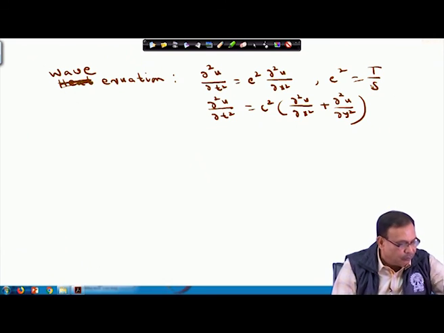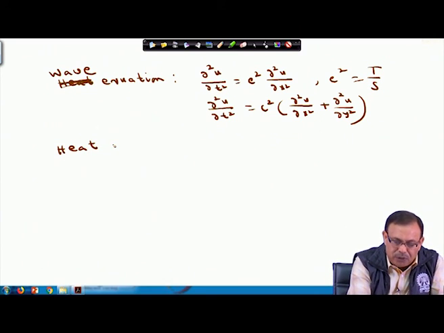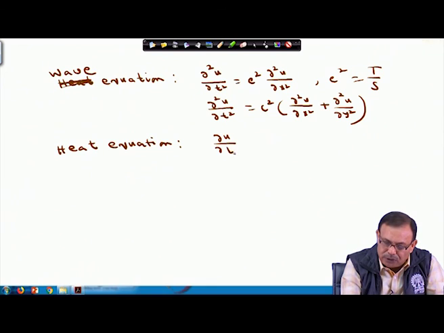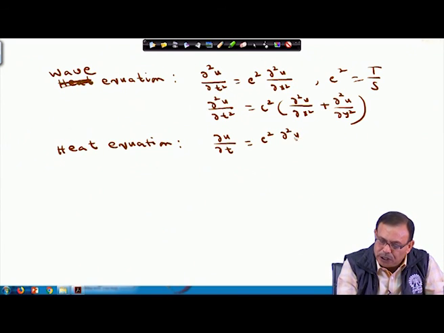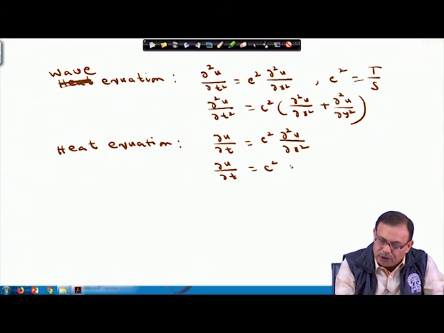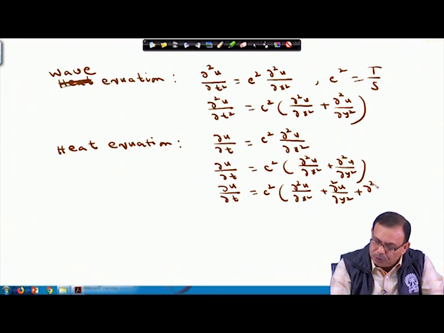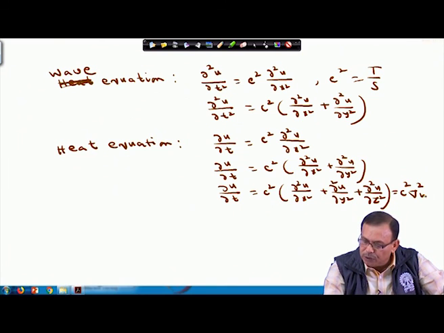Then your heat equation. Your heat equation takes the form ∂u/∂t = c² ∂²u/∂x², or you can write ∂u/∂t = c² (∂²u/∂x² + ∂²u/∂y²), or you can write ∂u/∂t = c² (∂²u/∂x² + ∂²u/∂y² + ∂²u/∂z²). This you can write as c² ∇²u.